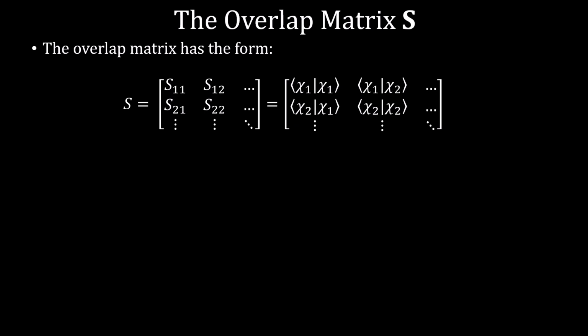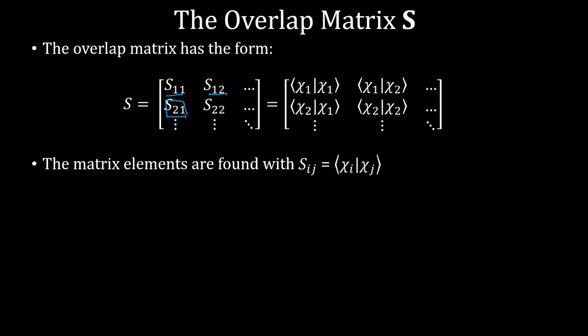So S is going to be equal to a matrix where we have matrix elements S11, S12, S21, etc. And remember that the first number subscripted is going to be the row, and the second number subscripted is the column. So for example, this element here, S21, that is the element in row 2, column 1. And then I expanded it out into the bracket form because we know that the matrix elements are given by Sij is equal to the bracket integral across all space of chi i chi j.